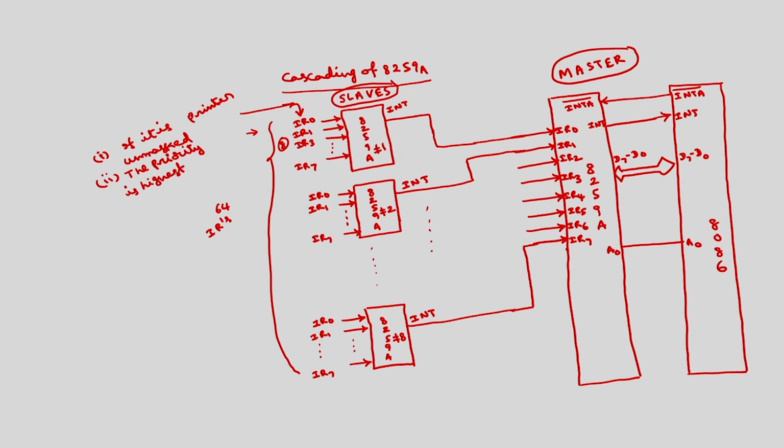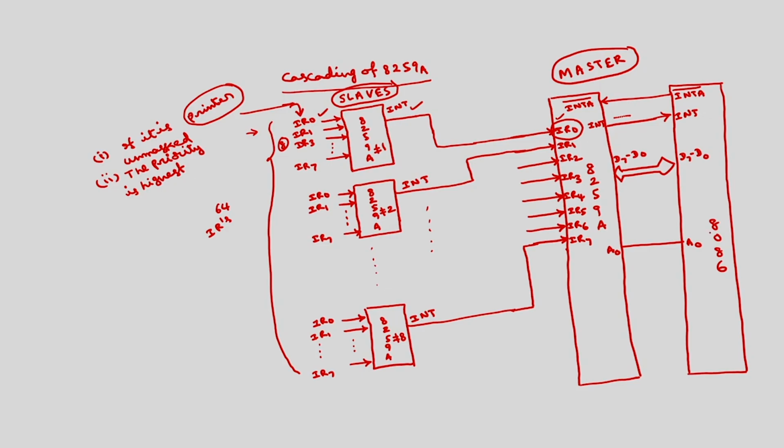Priority is highest. So this will recognize the request placed by the printer, then this INT signal will be activated. This INT signal is connected to one of the interrupt requests of the master. Again the same conditions here: if IR0 of the master is unmasked, and the priority of IR0 is highest among all the serviced interrupts, then this master will place a request through INT to the 8086.